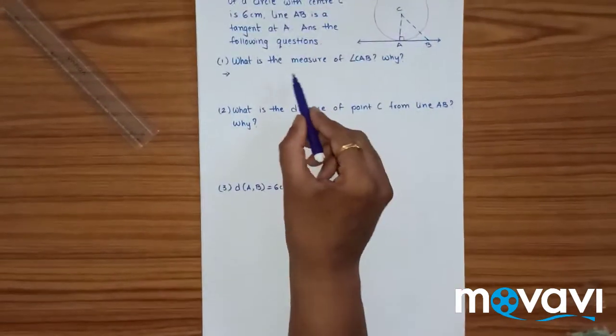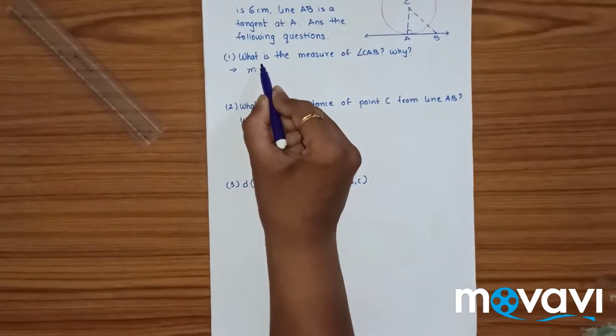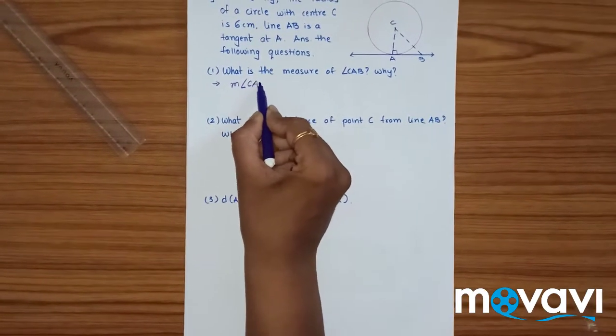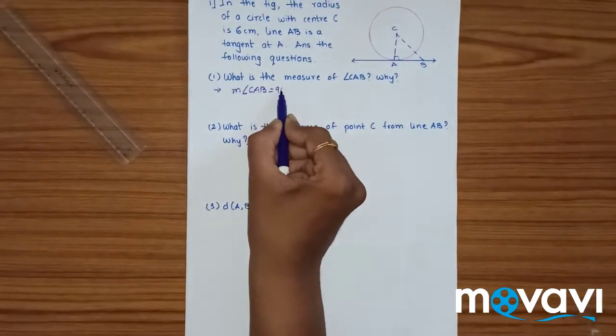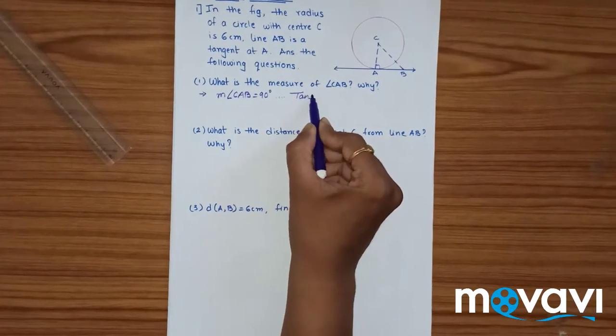They have asked what is the measure of angle CAB. So write down measure of angle CAB is equal to 90 degree. And what is the reason? Tangent theorem.